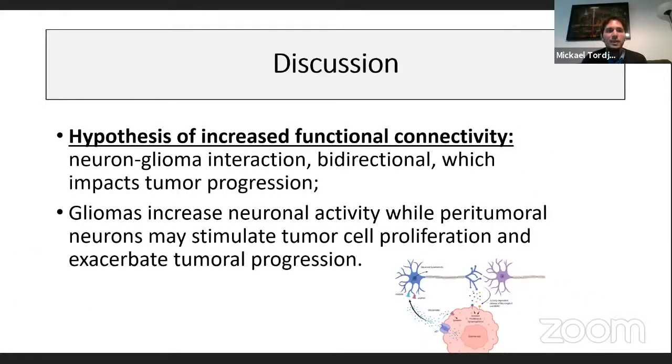The hypothesis to explain why we found increased connectivity could also be based on the neuron-glioma interaction, which is bidirectional and which impacts the tumor progression. So the gliomas may increase neuronal activity, while the peritumoral neurons may stimulate tumor cell proliferation and exacerbate tumoral progression. That could also be an explanation of why we found this increased functional connectivity in these glial tumor patients.